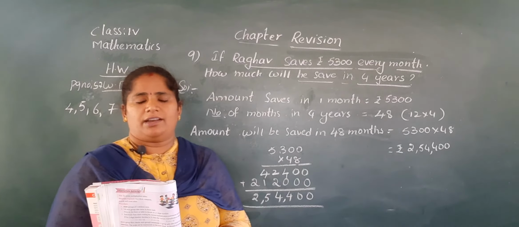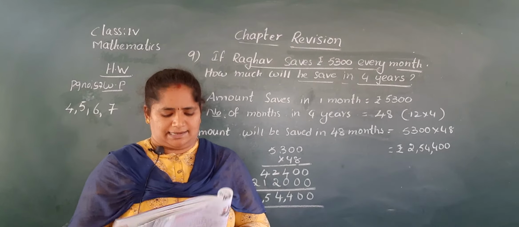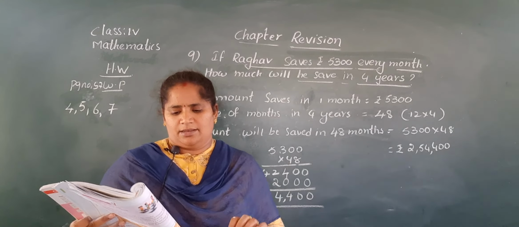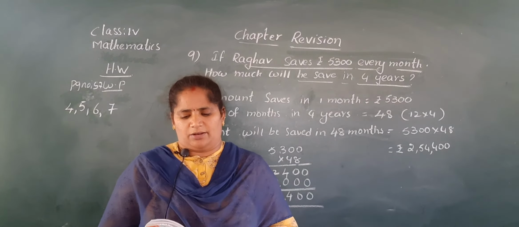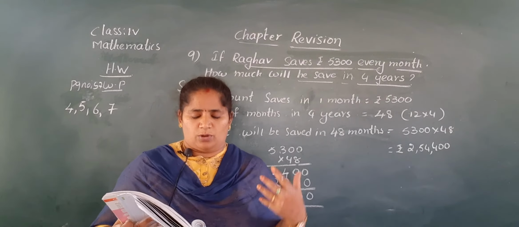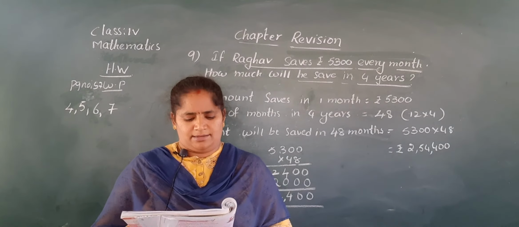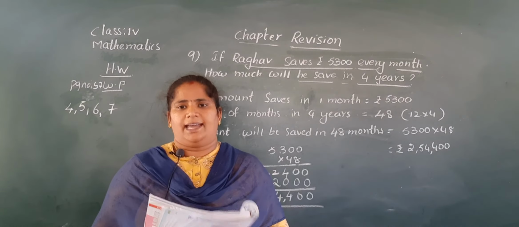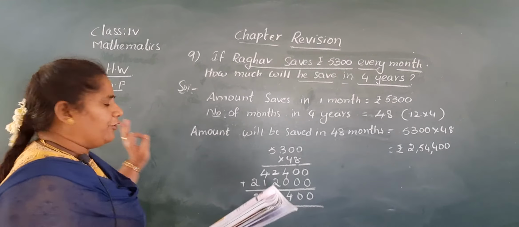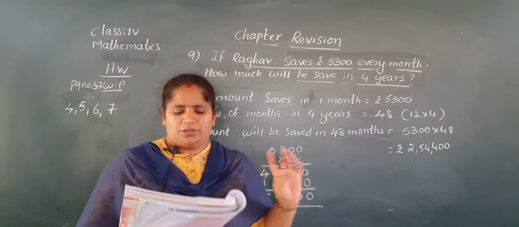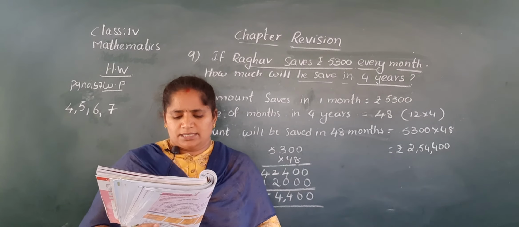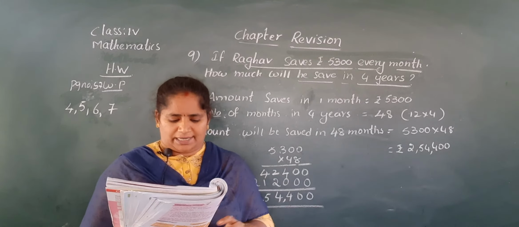So my dear children, I hope you understand today's class. Page number 57 C Roman is over. This chapter is completed. What we discussed in today's class is the word problems only. 9 word problems are there. I gave 4 word problems as homework. You do these 4 word problems in the homework book. Okay. So once again I will revise how to do them.